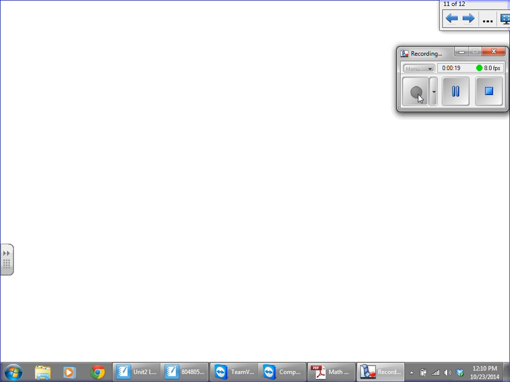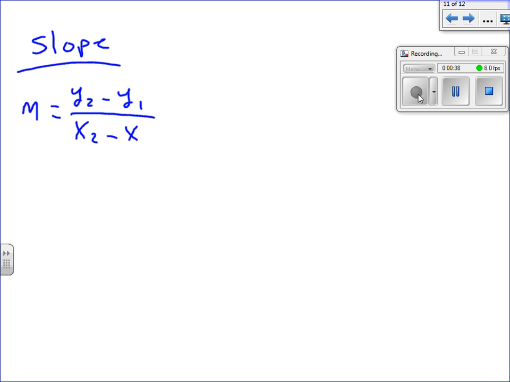The very first formula you're going to need to know is the slope formula. So this formula is going to be used when you know two of the coordinates of the line. And it's a very simple formula. It's just m equals y2 minus y1 over x2 minus x1.